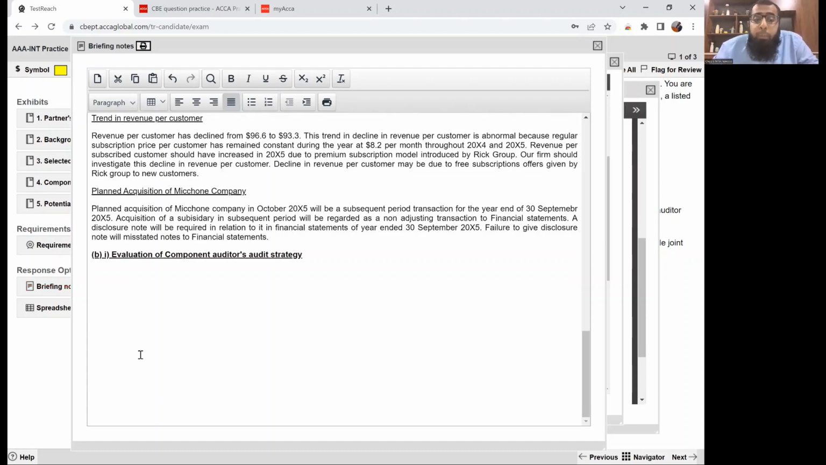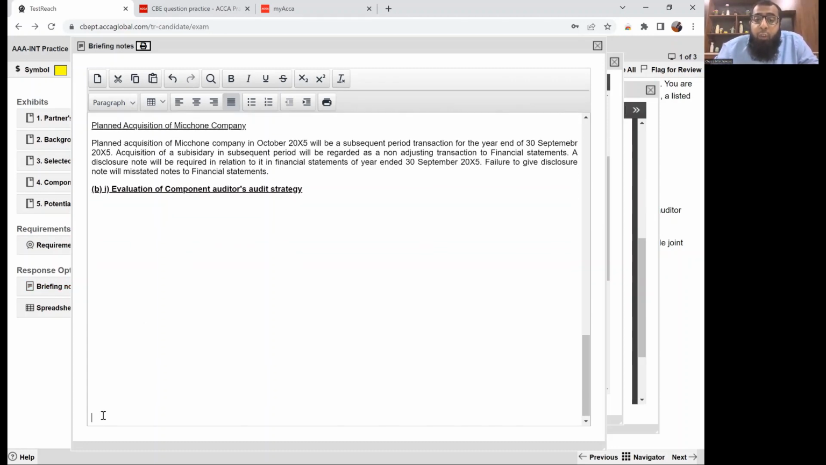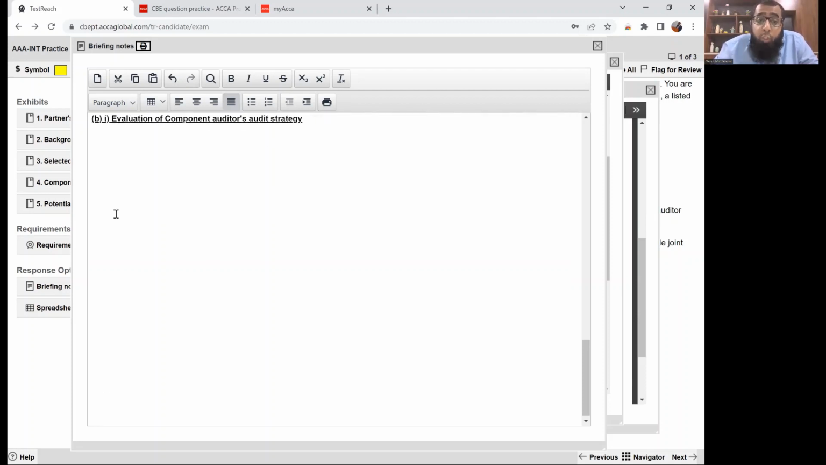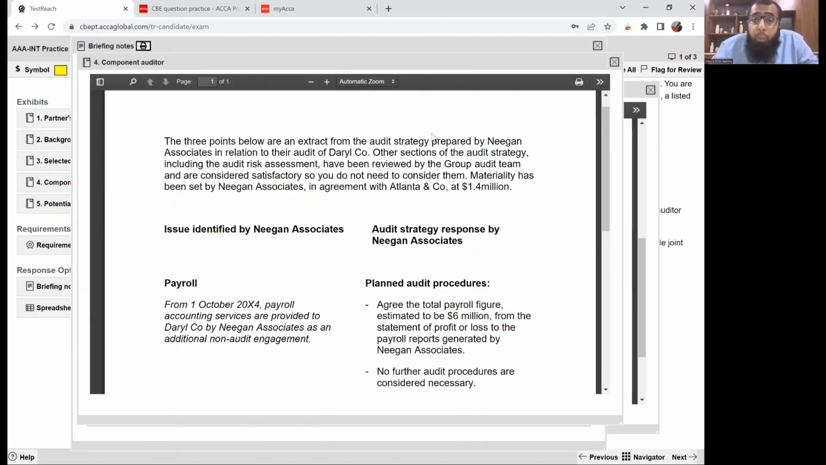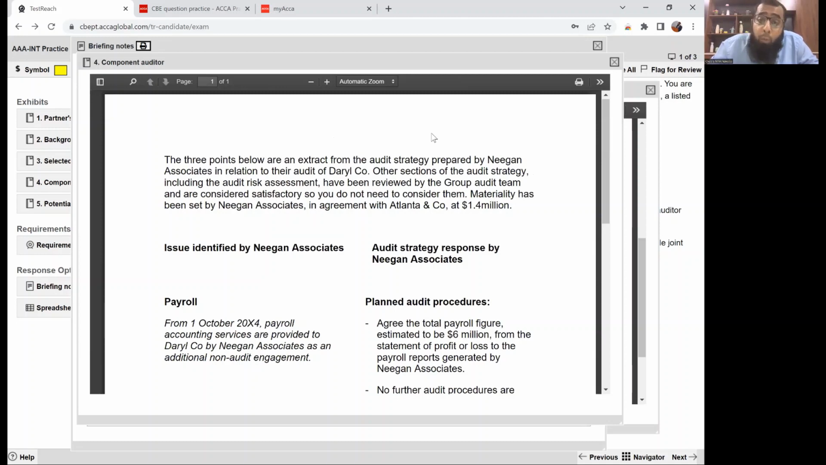Now we are moving towards part B1, which is evaluation of the component auditors audit strategy. I want you all to concentrate on, okay, which is written here in exhibit number 4, which we just read, but now we'll read it more specifically because we are answering its requirement, okay? So we are looking at the component auditor's strategy since we have to evaluate it.